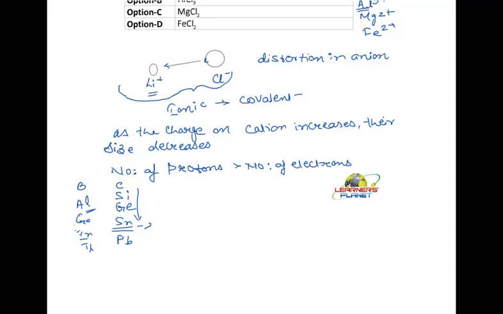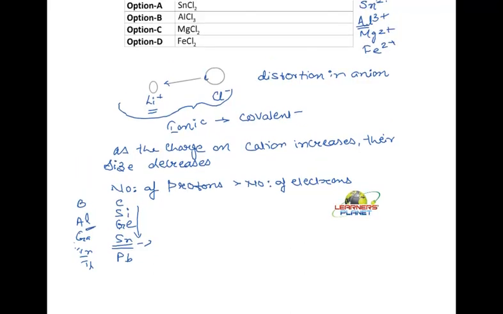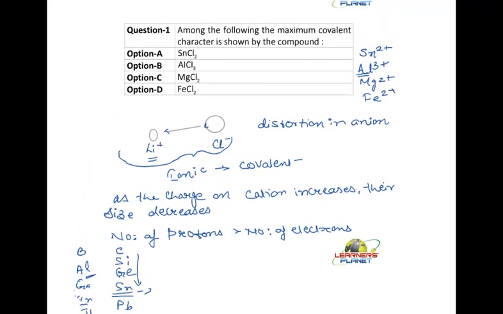Now students, whose size will be smaller? Aluminium. Then what other things do we have? Magnesium, an alkaline earth metal, and of course its size is bigger than aluminium because it is present in the 2nd group. Iron is a transition element, its size is bigger. So which has the smallest size? Aluminium. Which will cause maximum distortion in the anion? Aluminium. So which will have the maximum covalent character? AlCl3. So this is our option.